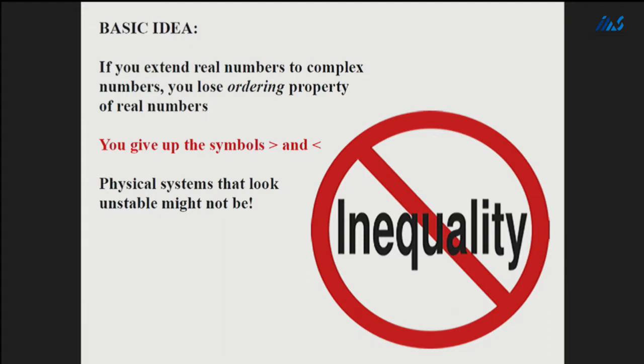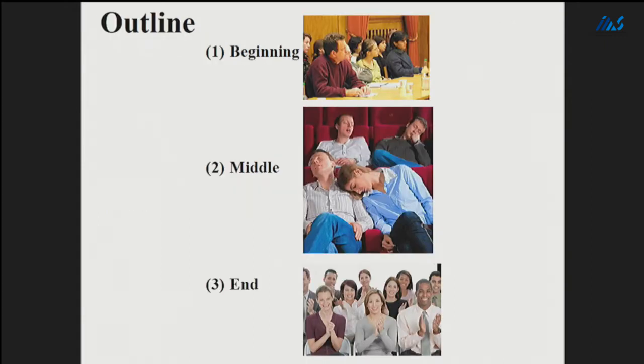And when you say that a physical system is unstable, how do you know it's unstable? Well, you make an argument that makes use of an inequality. You say that the potential is unbounded below. That makes use of an inequality. But you can no longer use that inequality in the complex domain. And so this is the underlying reason why systems that look unstable are actually, you're going to see some systems are not unstable. Okay? So here's the outline of my talk. Okay? And that's as much as I can say.